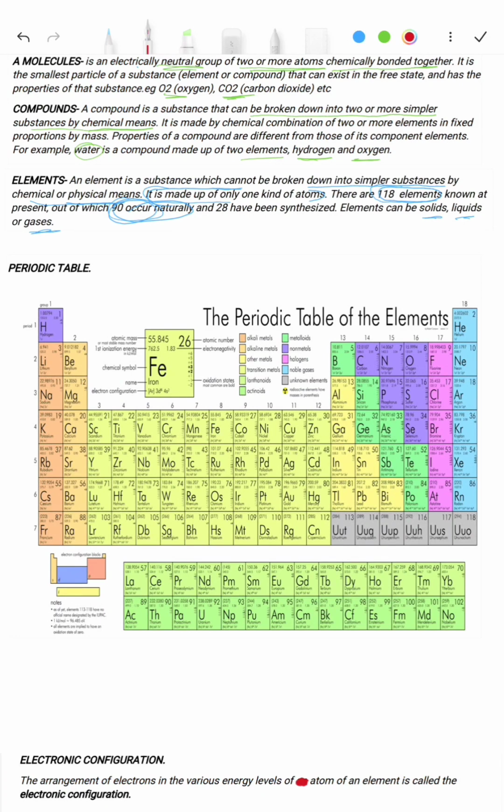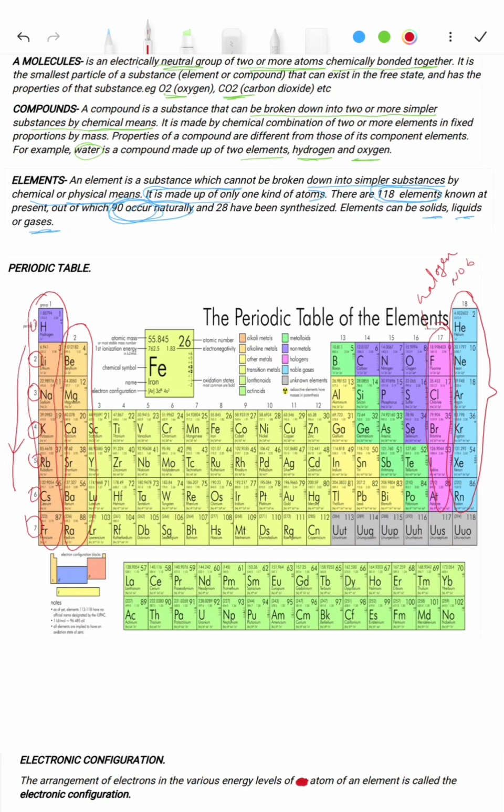So this is the periodic table. The vertical columns are called groups, and going from top to bottom, that is a period. Period 1, period 2, period 3, 4, 5, 6, and 7. So the first group, group 1, is called the alkali metals, and the second group is the alkaline earth metals, and the 17th group is called the group of halogens, and group 18 is called the noble gases or inert gases.